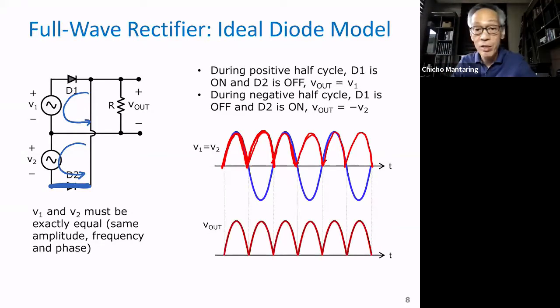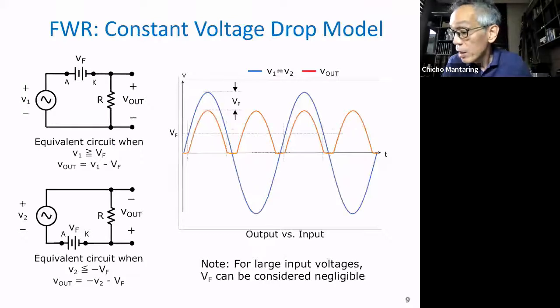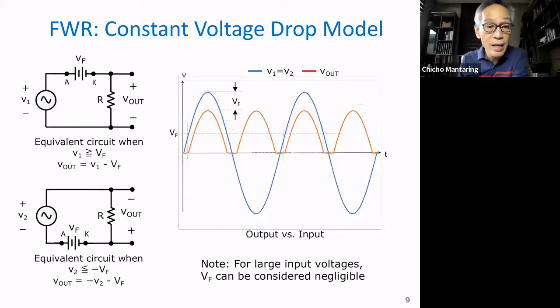No? So looking at it more clearly here. So you can see that now you are delivering power both during the positive cycle and during the negative cycle. Okay, what if we had used the constant voltage drop model? Well, the analysis here is very similar to the half-wave rectifier, but we do it twice, one for the positive half cycle and the other for the negative half cycle.